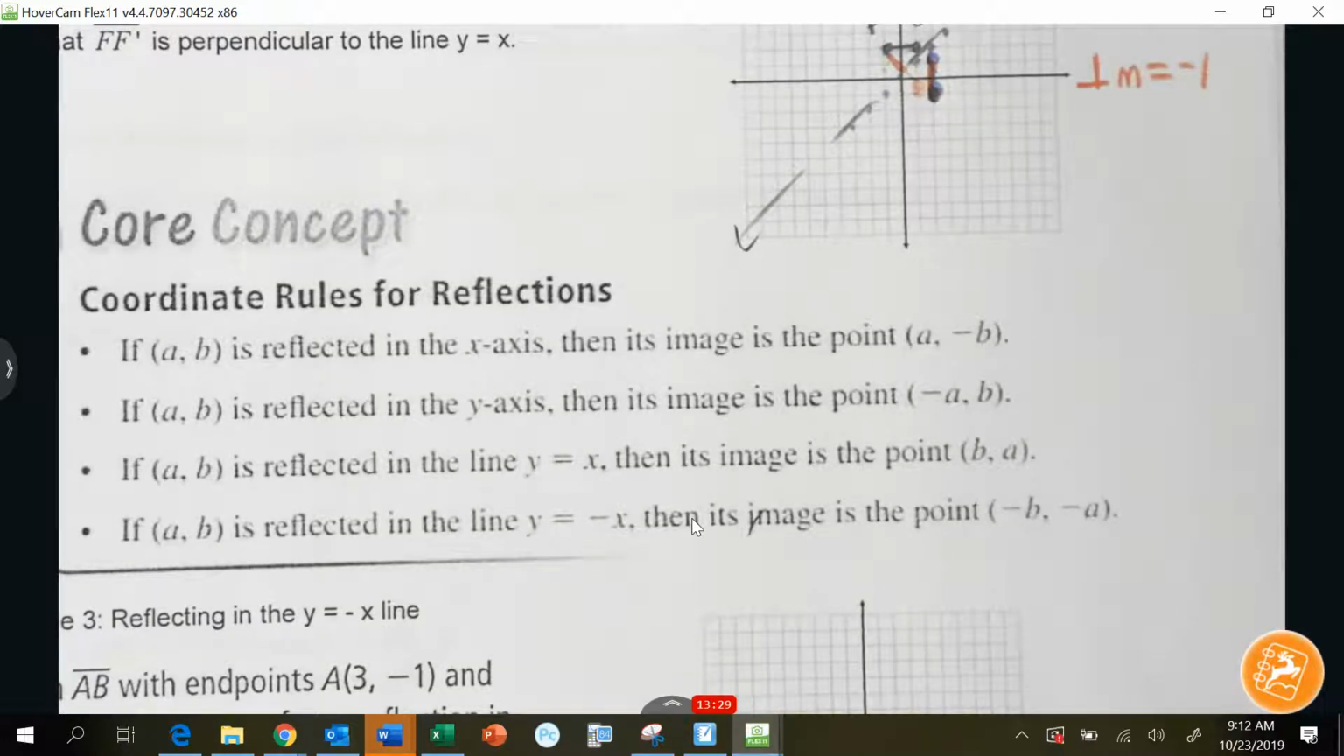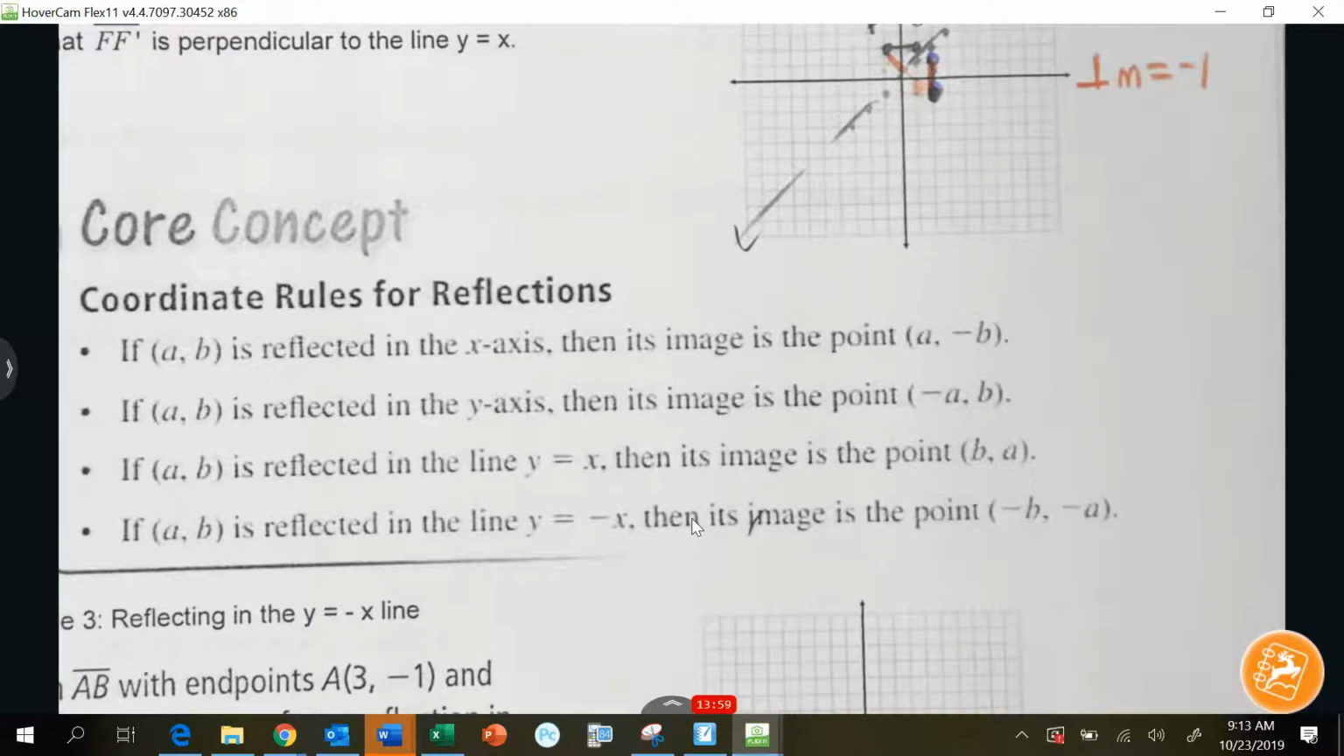Now we're going to take an object and put it above this line. And my object is my hand. Now what we're going to do is reflect in the x-axis, which means over the x-axis. Once you take this hand and reflect it in the x-axis, what happens? Tell me some things that happen.